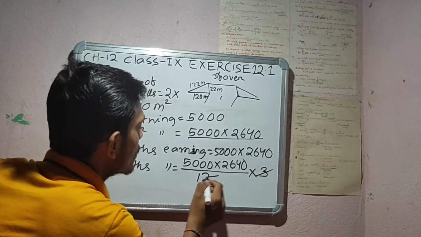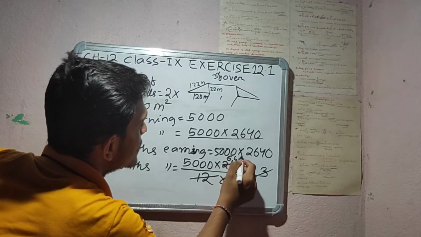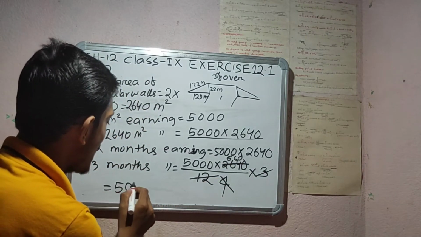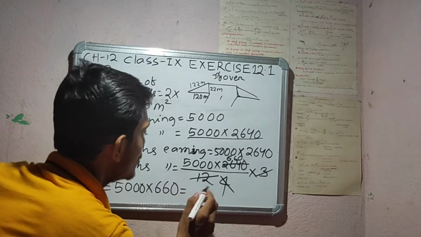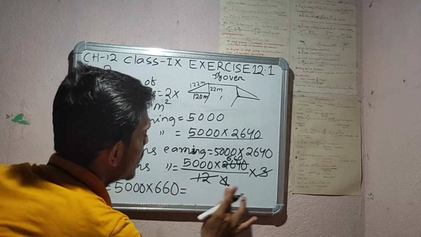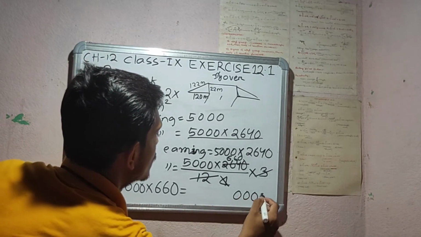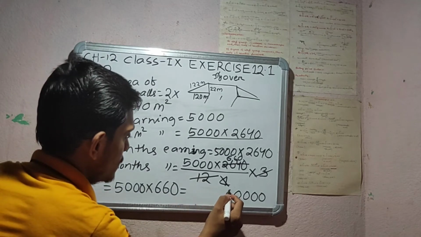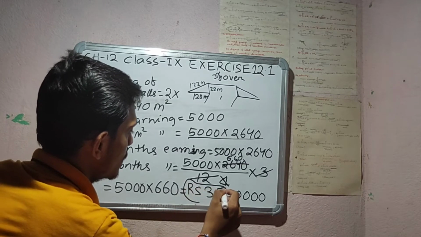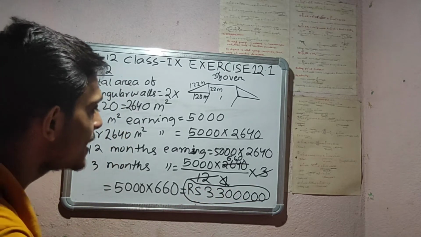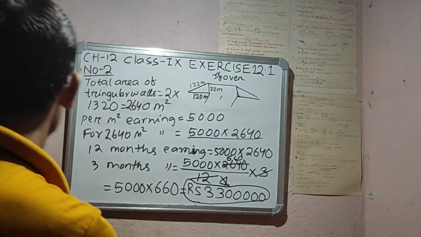Okay, 3 4 ja 12. Okay, 4 6 ja 24, 660. That is 5,660. Okay, that is what you have. This is the answer. Okay, you can multiply this. This is the amount, that is 33 lakhs. Okay, 33 lakhs.